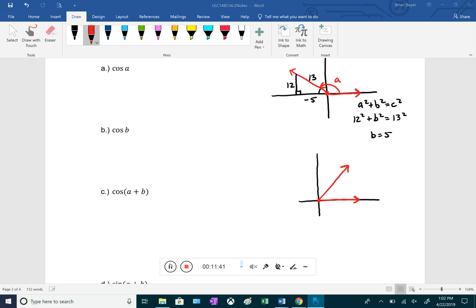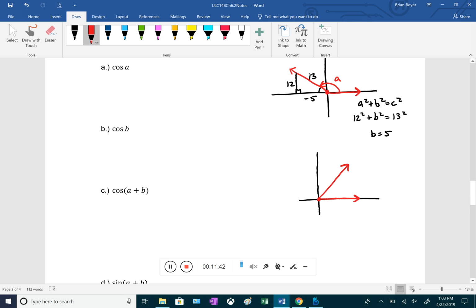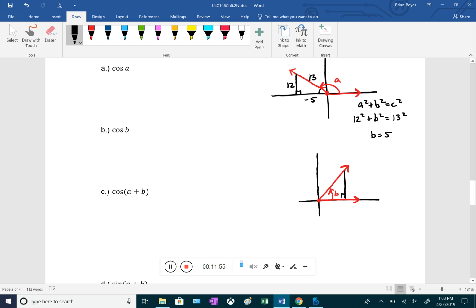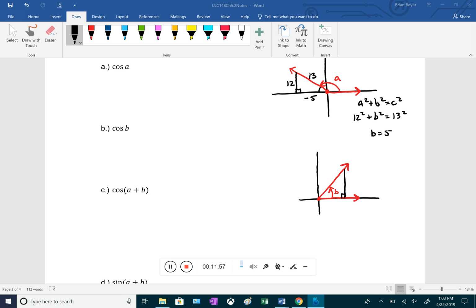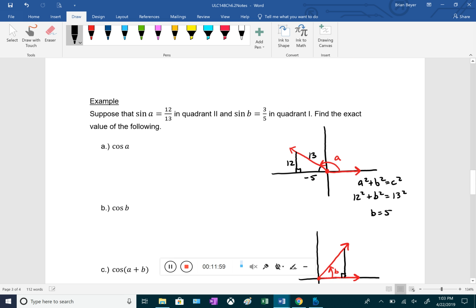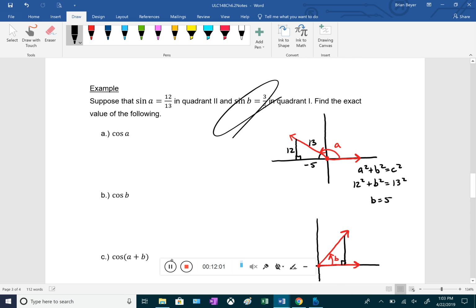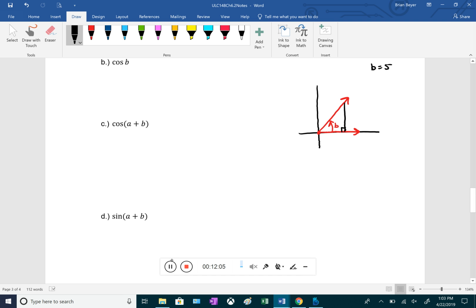So we have this in quadrant 1 because we were told B is in quadrant 1. And there's the angle for B. So let's create a right triangle once again. And we were told that sine of B is 3 over 5. So that's going to be opposite over hypotenuse.